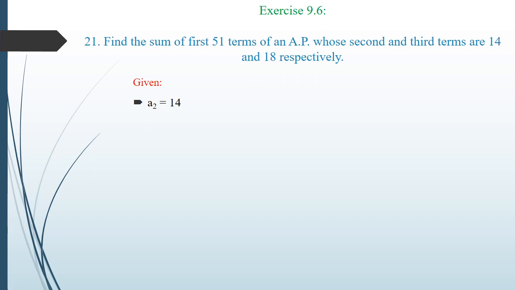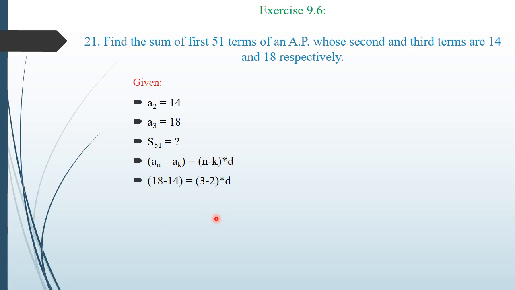Second term is given to us, that is A2 is equal to 14, and third term is given, that is A3 is equal to 18. And he has asked us to calculate sum of first 51 terms, that is S51. Now, using this formula, we can get common difference of this AP, substituting all the values.